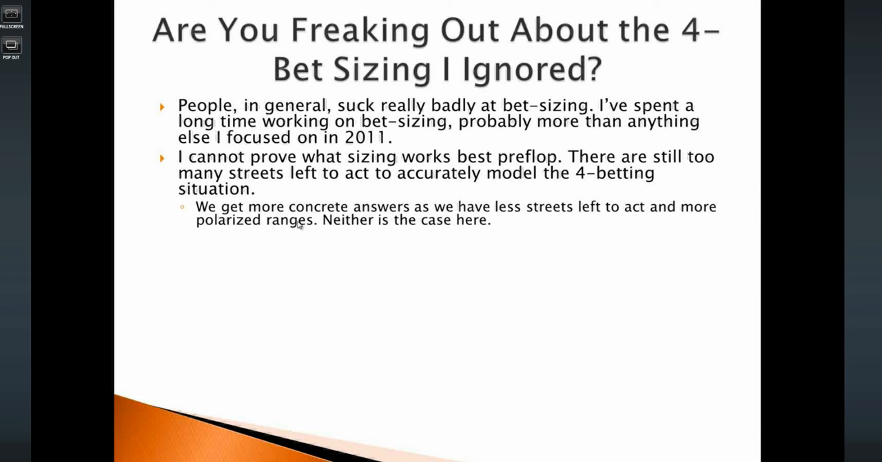Whereas in other situations, if we're talking about what bet sizing we should make on the river, that's probably something we can model more accurately because there's less to take into account.